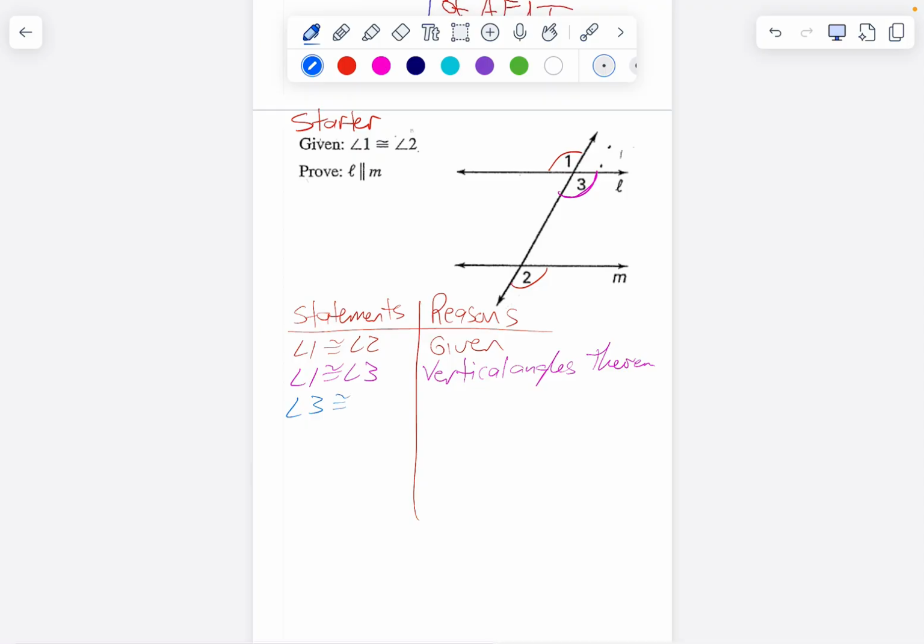Angle 3 is congruent to angle 2. And that's because I can just substitute 2 in here for angle 1, since angle 1 and 2 are the same. We'll just substitute it in there. Okay. So 3 and 2 are now stated in our proof to be congruent. Well, what good did that do? We weren't asked to prove they were congruent, so why did we?